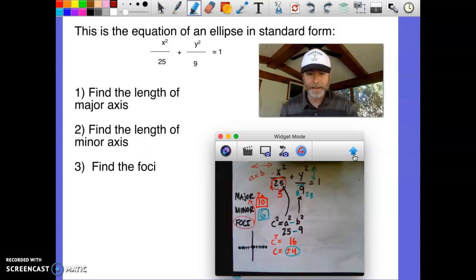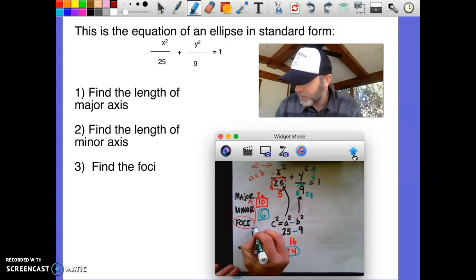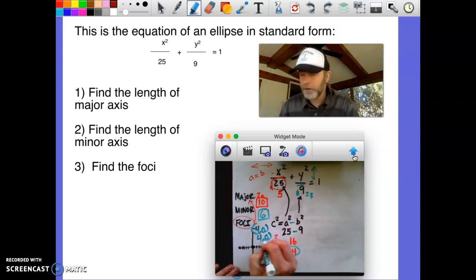So I use the graph to kind of help me. What are those values? Those values are positive 4, comma 0, negative 4, comma 0. It doesn't matter what order you write these in. There you go. There's your foci.